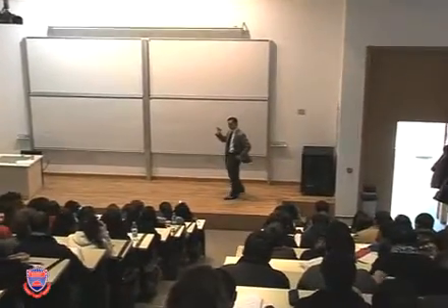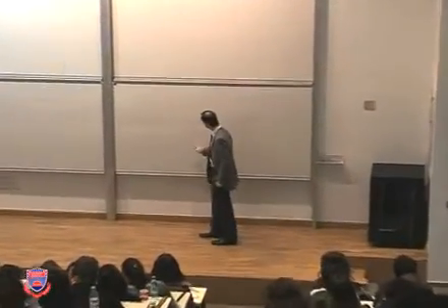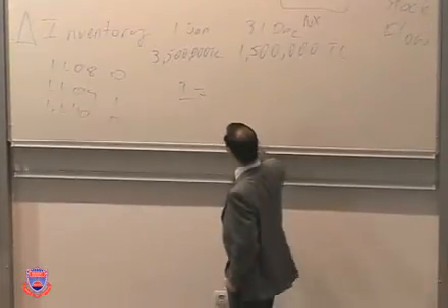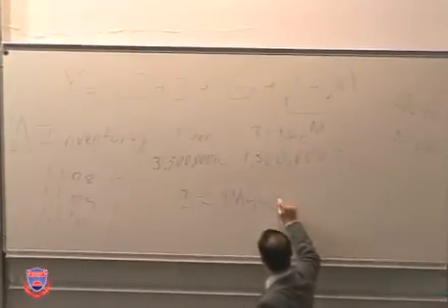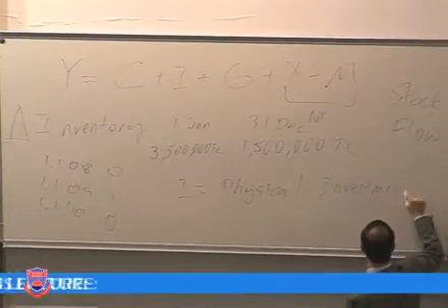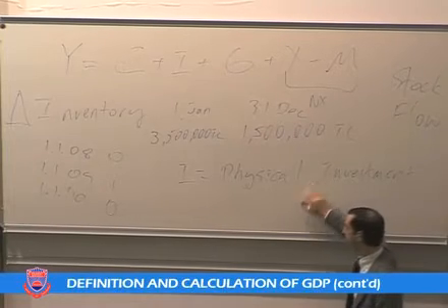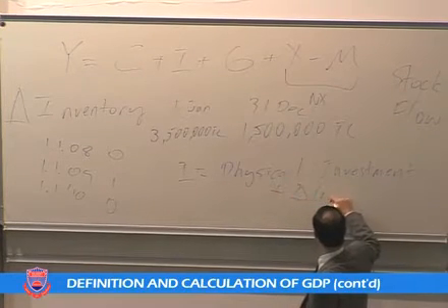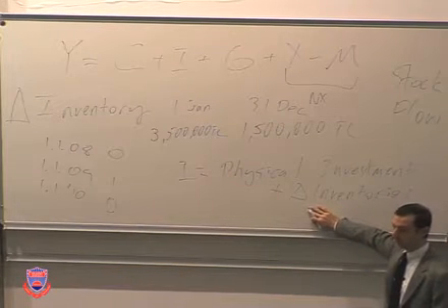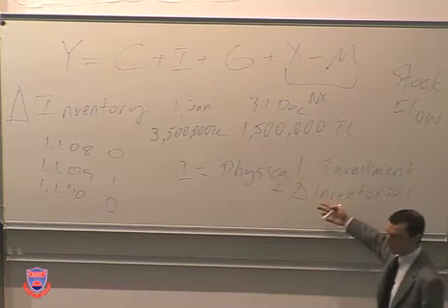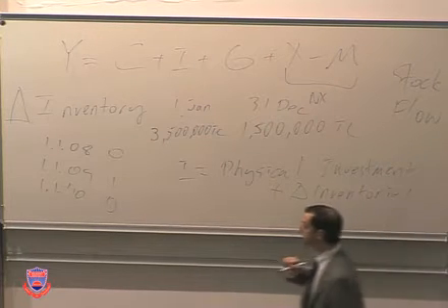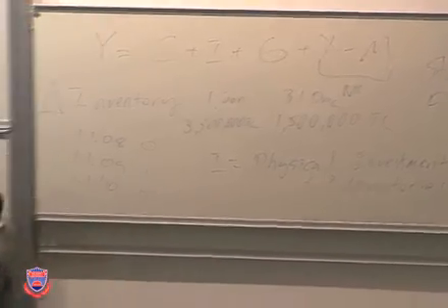So what we're trying to get at is the following. When we say investment, investment is physical investment, new machines, new factories, plus changes in inventories. These two things are separate, but we measure them under the same heading. And that's GDP by expenditure.